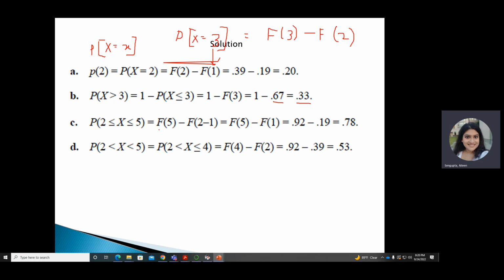Similarly for this range, you have to understand that 2 and 5 has an equal to out here, right? So f of 5 minus f of 2. And then x. So for this particular range or formula, just remember this: 5 and anything but.